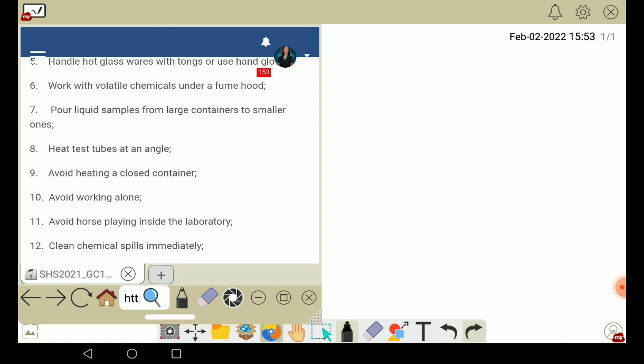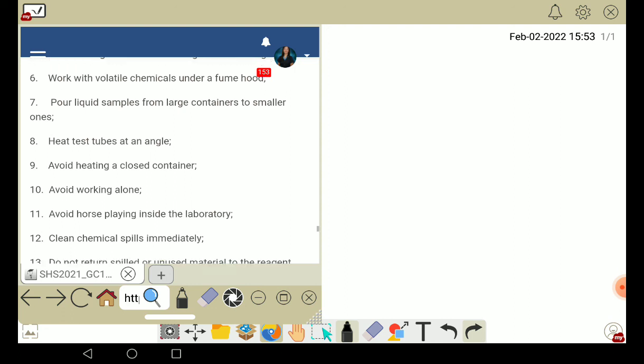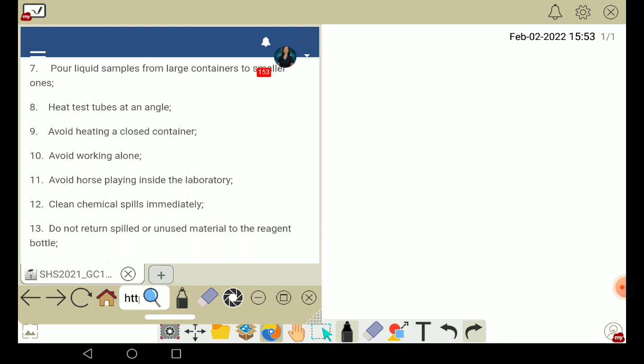So avoid working alone. Make sure that someone is guiding you, and avoid horseplaying inside the laboratory. A chemical laboratory is used for experiments and other educational purposes. It is not used as a playground.